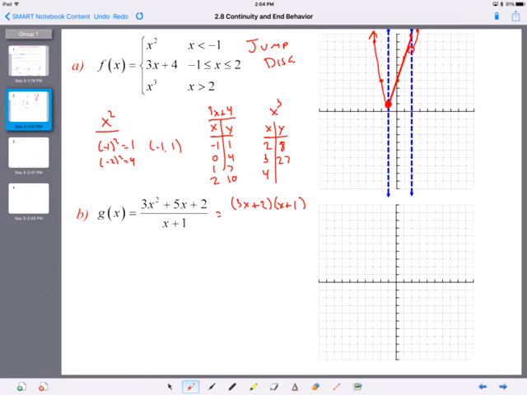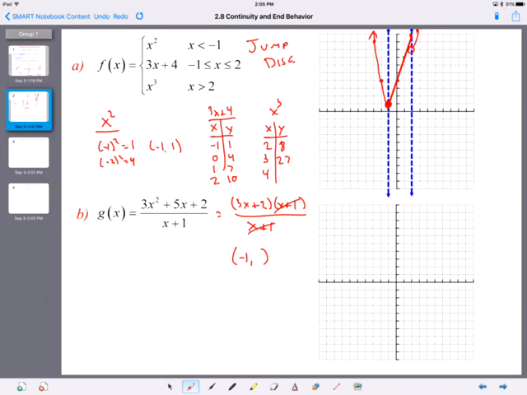When I go to check this, this would be 3x and 2x, which gives me a middle term of 5x, which is what I wanted. So that looks like that works. Over x plus 1. And so we have factors cancel. Remember what it means when factors cancel. So we're going to have a hole in the graph, or a point of discontinuity at -1 comma.